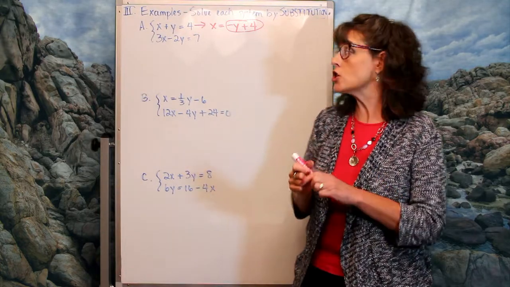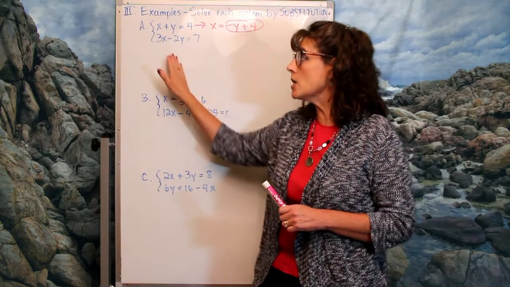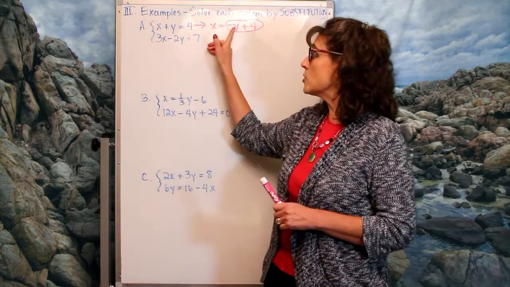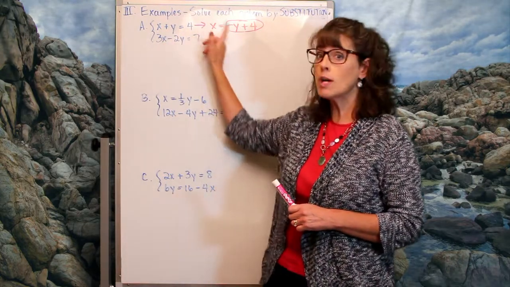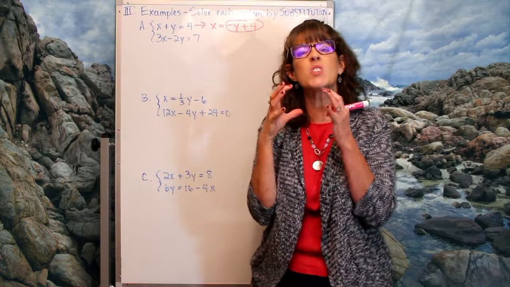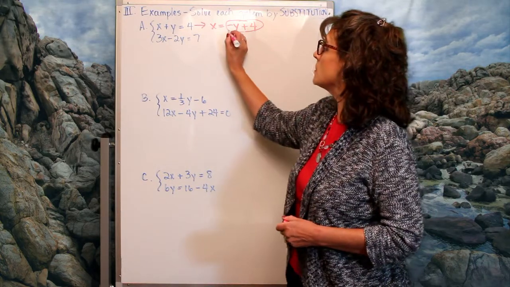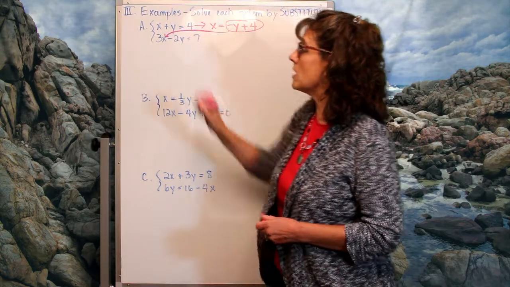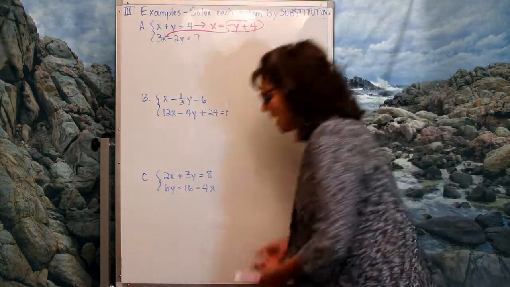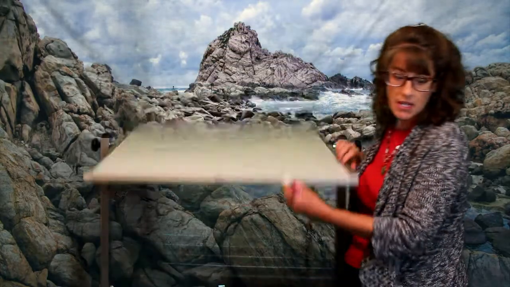Now here's the catch. I need to make that substitution into the other equation. If I substitute this back into this equation, I'm only working with one equation. I need to work with the system. So I need to be able to work with both equations. So I'm going to substitute this into the other equation where I see an x. Now let me go back to those steps again.